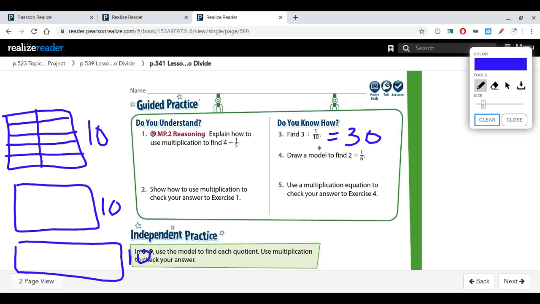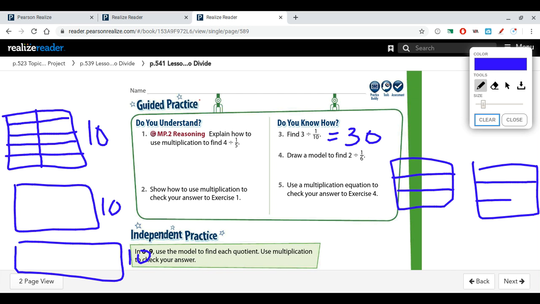Draw a model. So they do want us to draw a model on this one. Draw a model to find 2 divided by 1/6. I'm going to go ahead and draw. I like squares more than circles because it's easier to divide up. I'm going to divide it into 6, so I'm going to divide it into thirds first. Remember that when we're dividing, we always use one less line than what we need. So to divide it into thirds, I only need 2 lines. Then I'm going to take my thirds and divide them in half. When I look here, I have 1, 2, 3, 4, 5, 6, 7, 8, 9, 10, 11, 12. So my answer here is going to be 12.